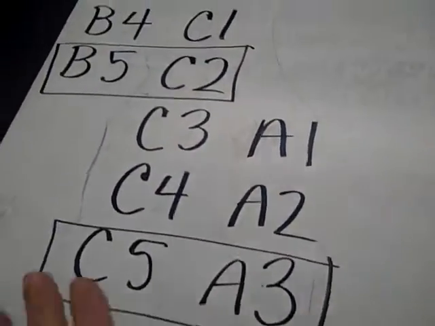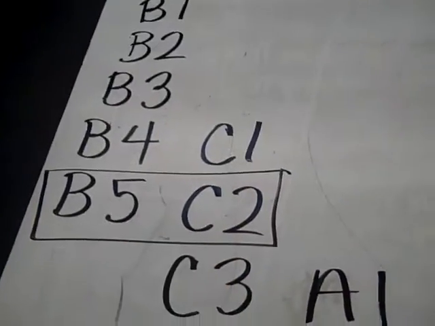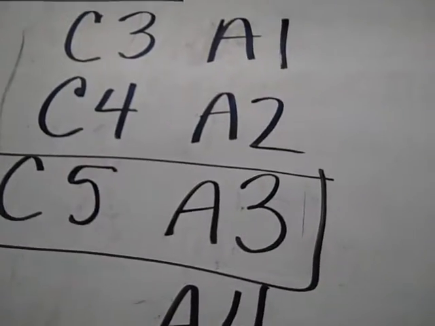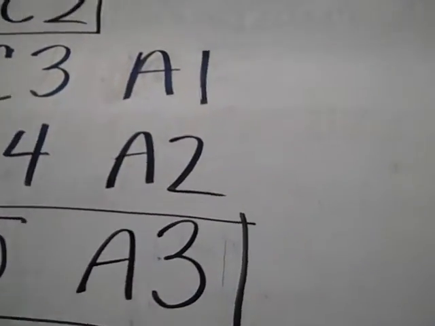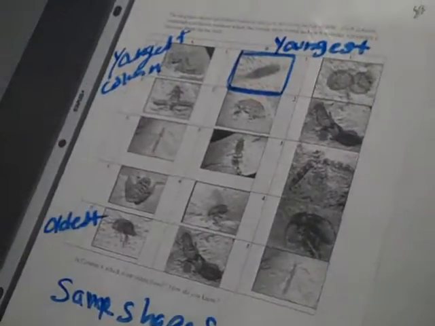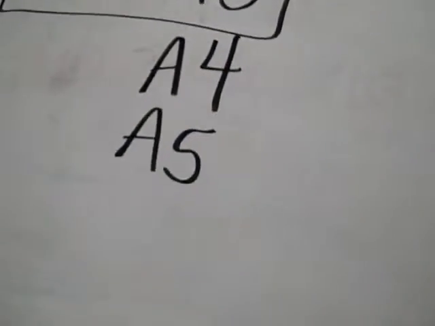So these are what we call correlations. Okay? So B5 and C2 are a correlation. They're exact matches, right? B5 and C2. And then C5 and A3 are exact matches. Okay? Does that make sense?